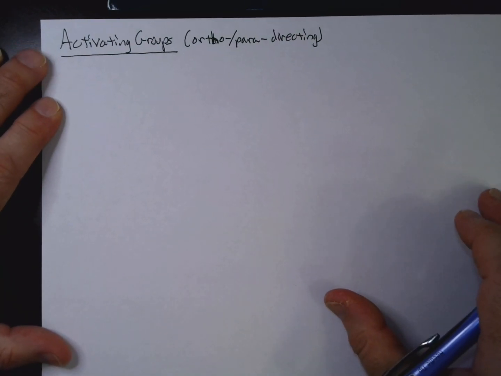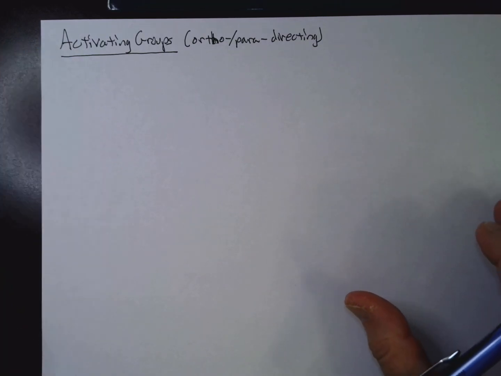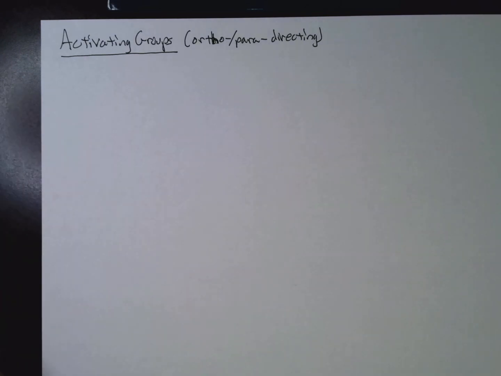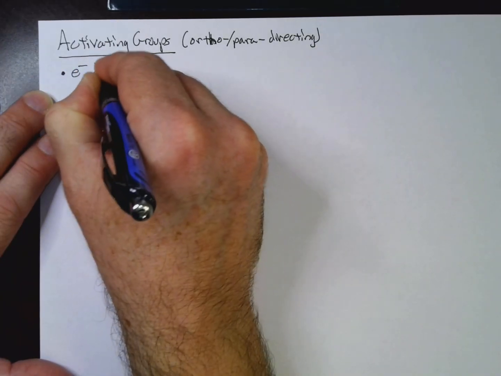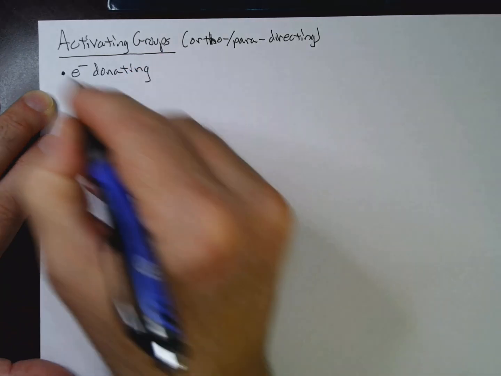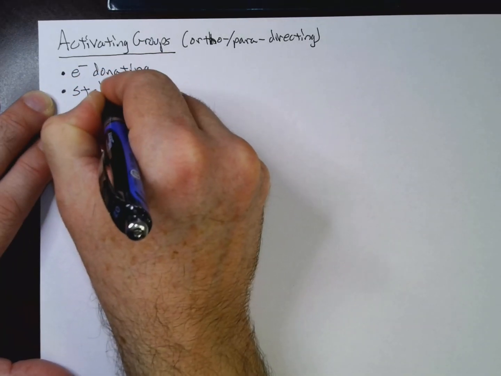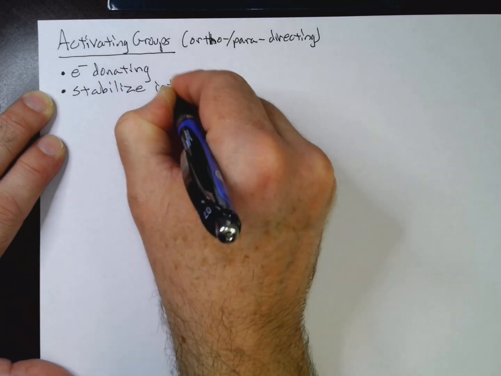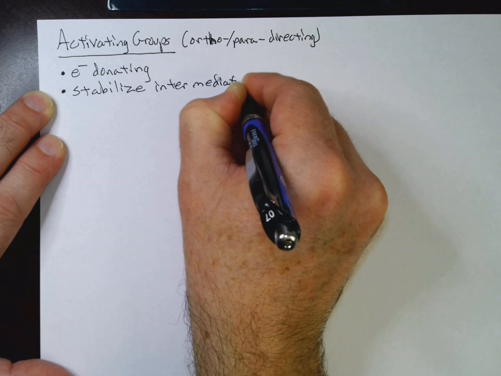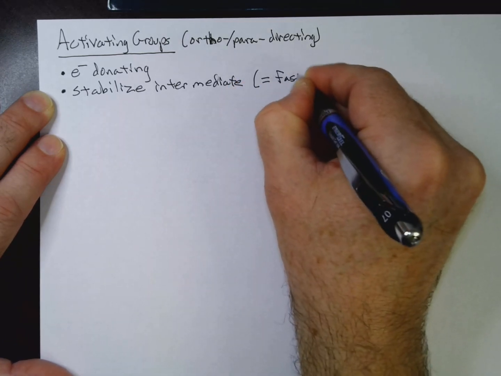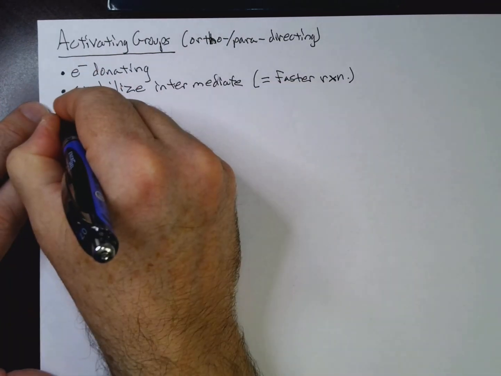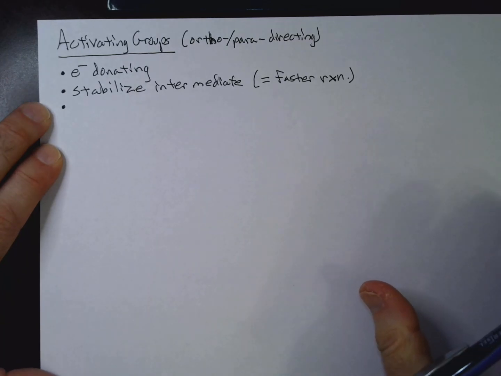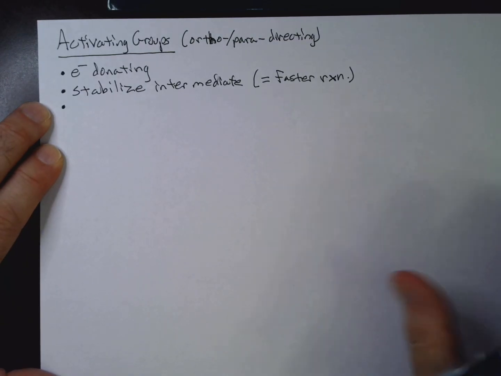All right. So activating groups are going to be electron donating, and they're going to stabilize the intermediate. So electron donating, they stabilize the intermediate. So it's going to give us a faster reaction. And the intermediates that give the ortho and para substituted products are more stable.